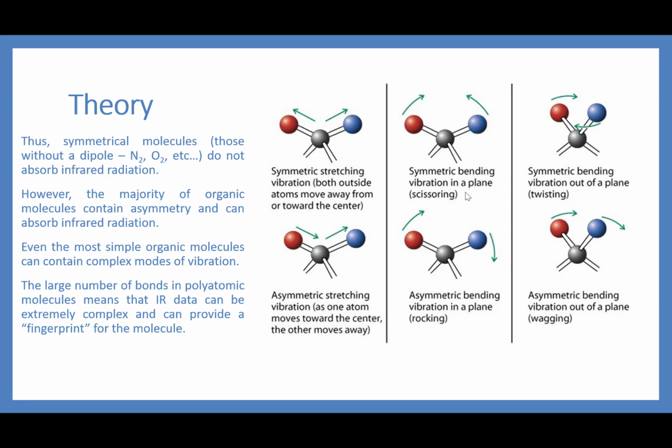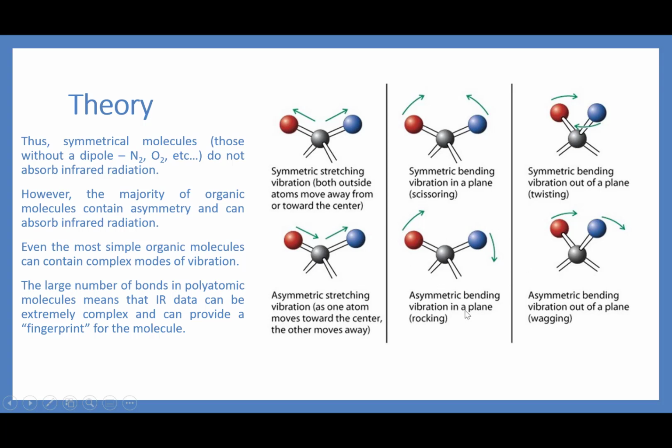We can have symmetrical bending out of plane. So again, still kind of moving in the same direction, but now just in a 3D space, and this can be known as twisting. We can have asymmetrical movement. So the same thing, so stretching, bending in plane and bending out of plane, but this time asymmetrical. So this time, instead of both atoms moving out and in at the same time, they're just moving out and in at different times. So as this red outer atom moves in towards the central atom, this blue one moves out. Okay, and they just move in and out asymmetrically.